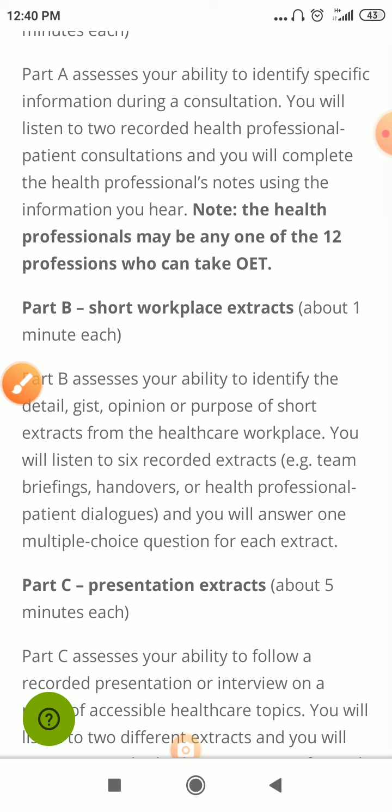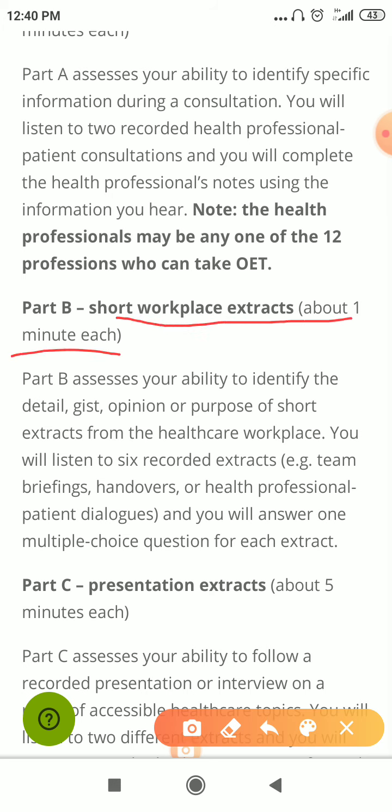In part B, you will hear short workplace extracts of about 1 minute each. In these short extracts you will attend only 6 questions, from 25 to 30. That means you will hear 6 extracts. For each extract you need to answer a question. You will hear the extract and answer the question. These are multiple choice questions.